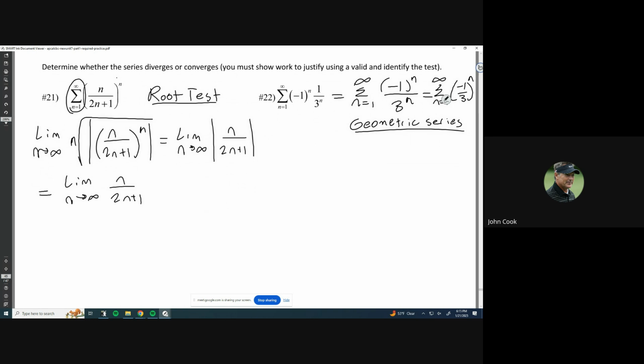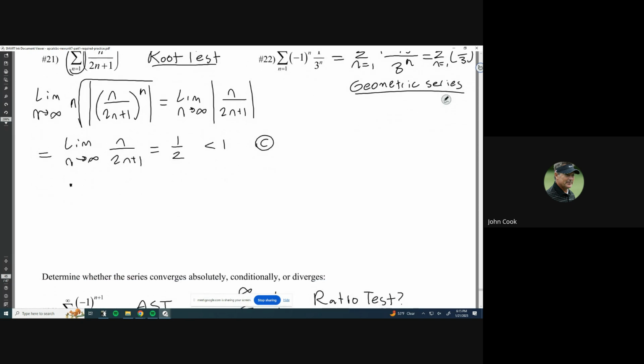But you can see real quickly what's going to happen here. This is a rational function. So the degree in the top is 1, and the degree in the bottom is also 1. Since it's the same, we just compare the coefficients. So that's going to be 1/2. And since that number is less than 1, that means that this thing is going to converge. So I'll write out my little declarative statement here. Therefore, the series converges by the root test.